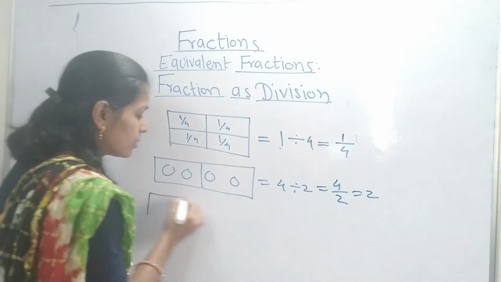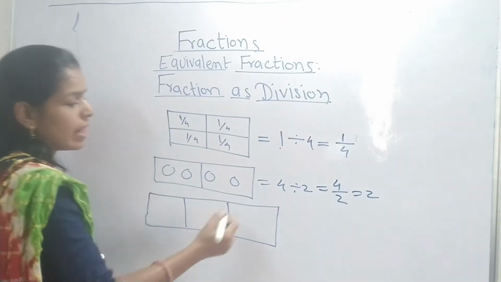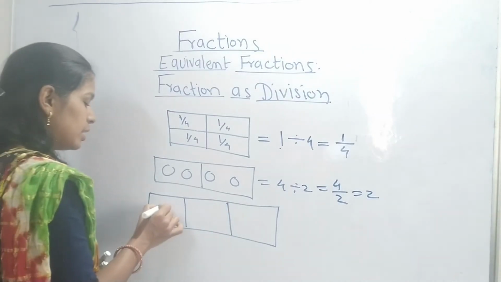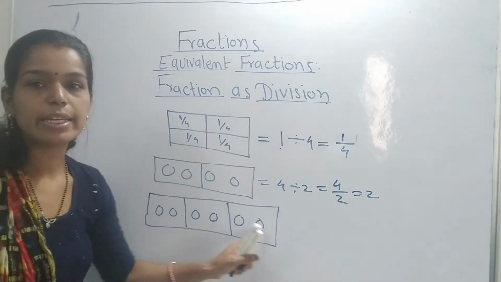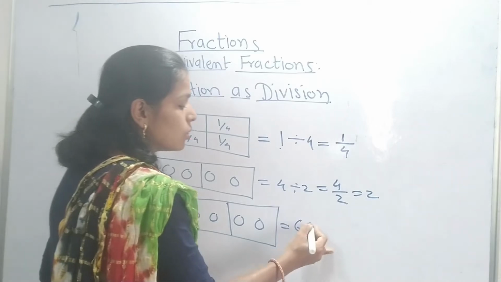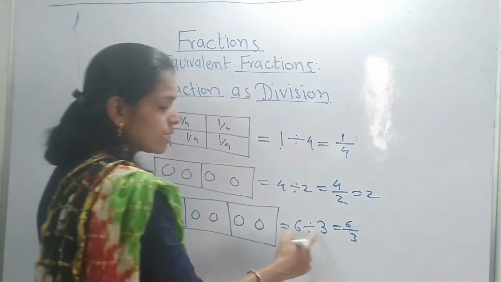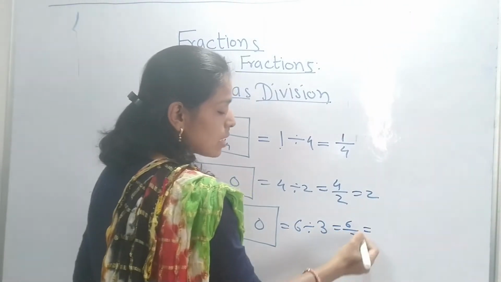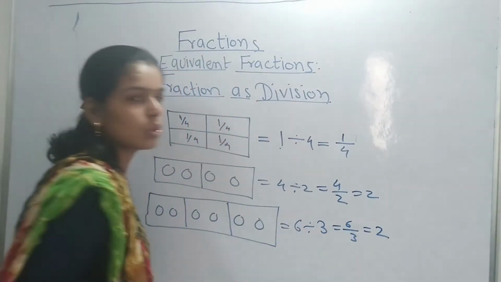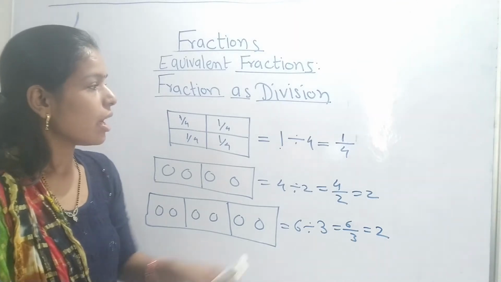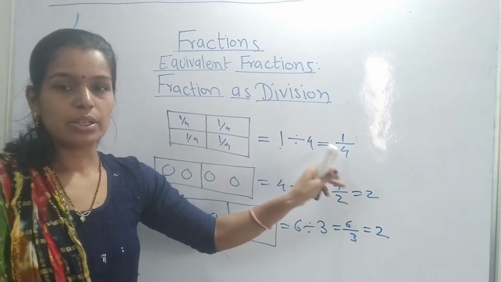Then if there are 3 parts and each would contain 2 circles, here I have divided 6 circles into 3 parts. That is nothing but 6 upon 3. So 6 upon 3 means each part would get 2 circles. So 6 by 3 is equal to 2. In this way a fraction can be written in division form, or a division can be written in fraction form. Got it?